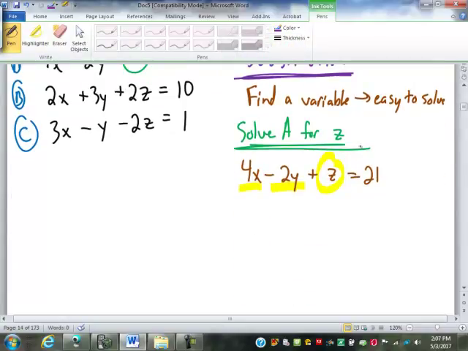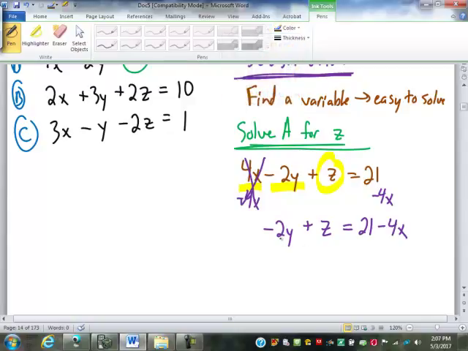Well, it doesn't matter which one I get rid of first. In fact, I could get rid of them both at the same time, but I'm going to take it a little slow. I'm going to get rid of the 4x first. So I'm just going to subtract 4x, and that's going to be gone. Subtracting 4x on the other side, I have my negative 2y here, plus z, so none of that's changed. On the other side, I've got 21 minus 4x is 21 minus 4x.